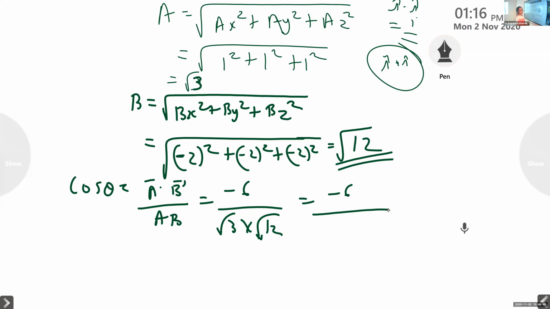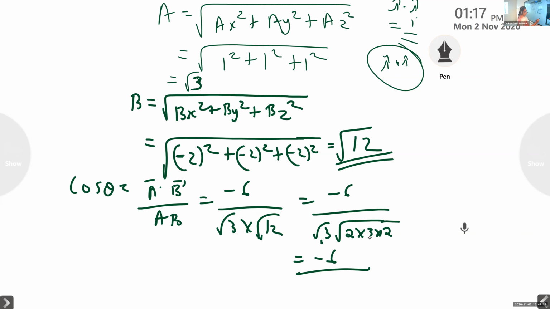Yes, Gayatri, 2 root 3. 12, how can we take the factors? 2 into 3 into 2. Correct? 2 root 3. This is root 3, and there is one more root 3 there. Can we change that also? Correct? So finally what do you get?